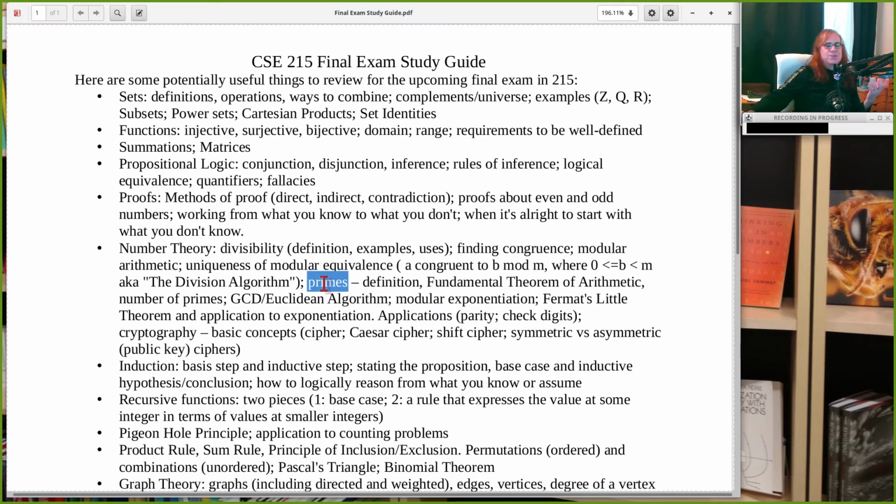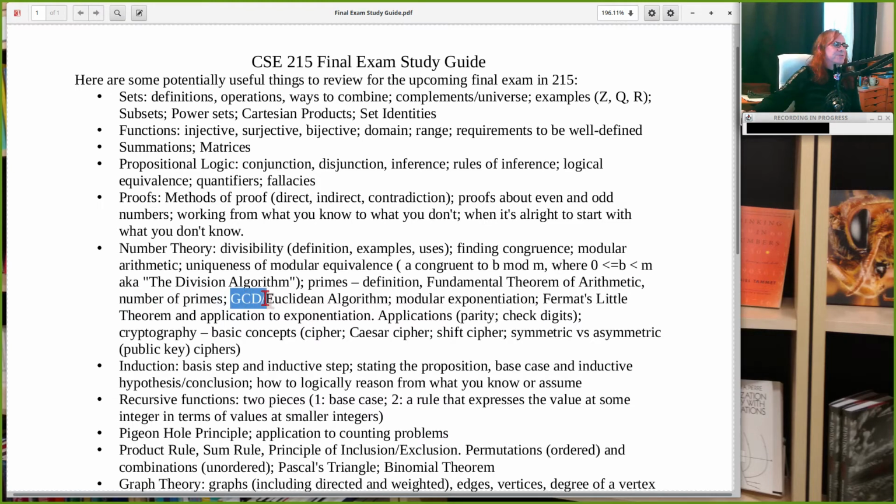Alright, in prime numbers, you should know the definition of a prime. You should know that 1 is not considered prime. The fundamental theorem of arithmetic is that every positive number can be written as a product of primes in a unique way, where unique means other than rearranging the order in which you multiply these things. There's an infinite number of primes, but the number of primes up to n approaches n over log of n when n gets really, really big. That's the prime number theorem.